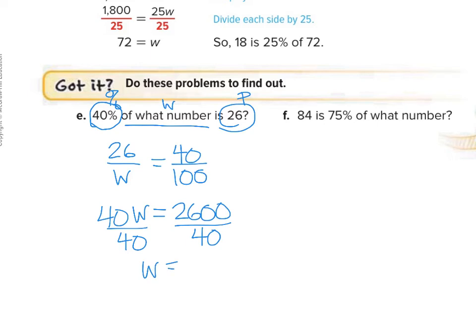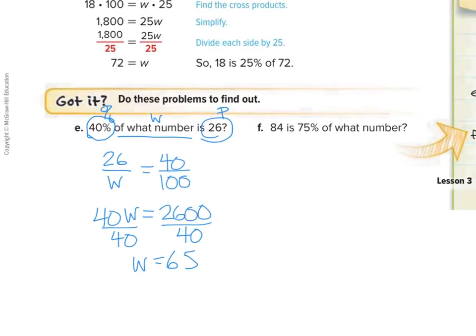And 2600 divided by 40. Let me check that here before. So that is 65. So the missing whole is 65.